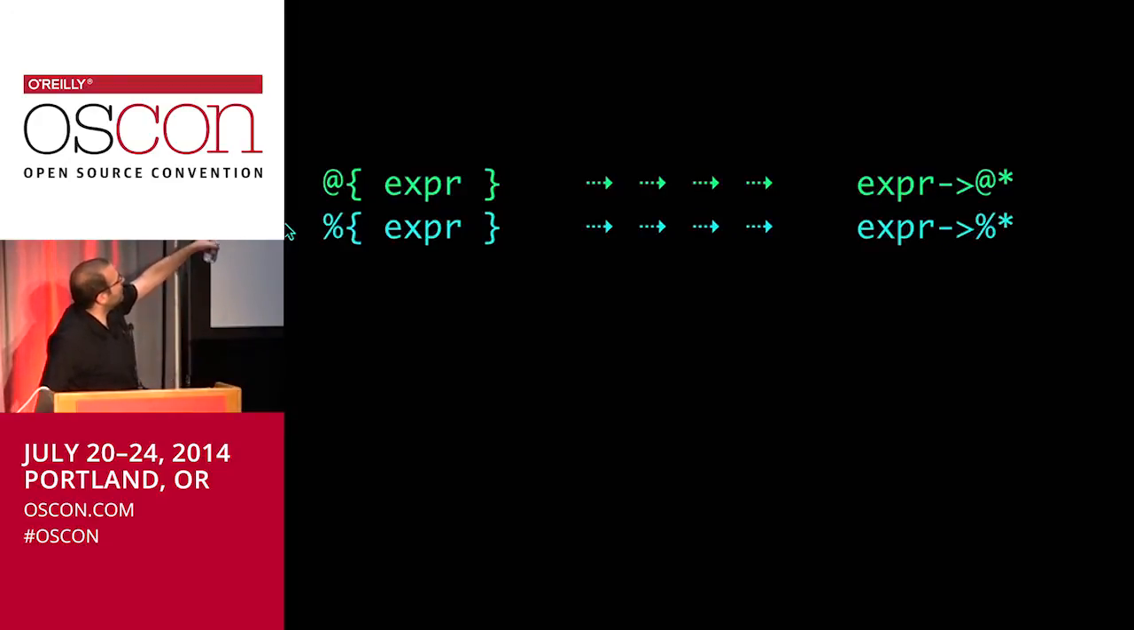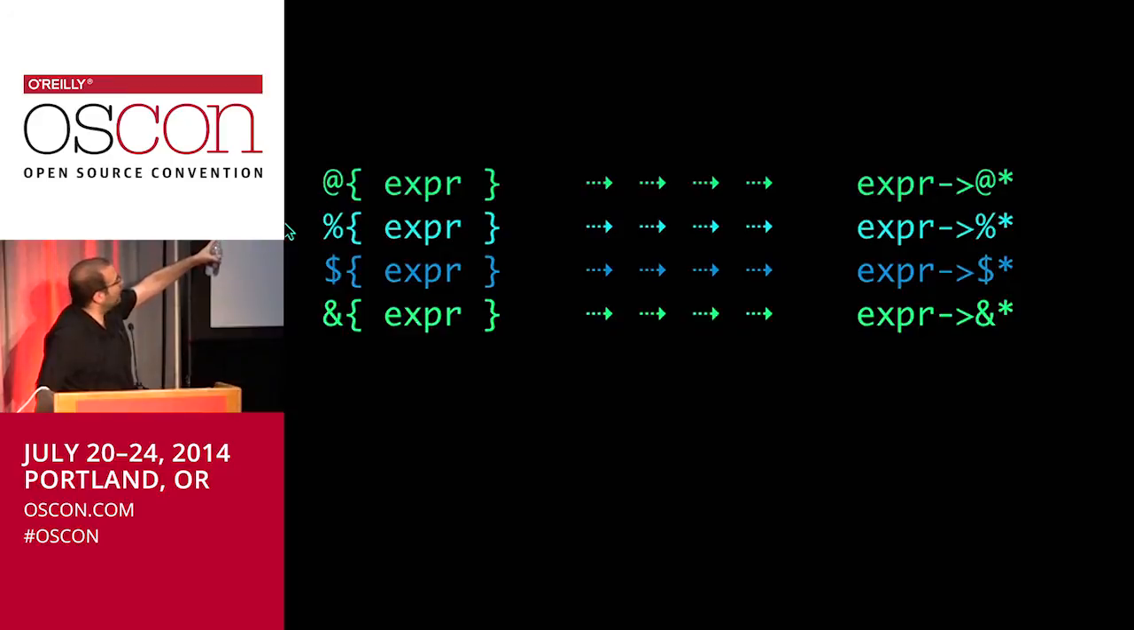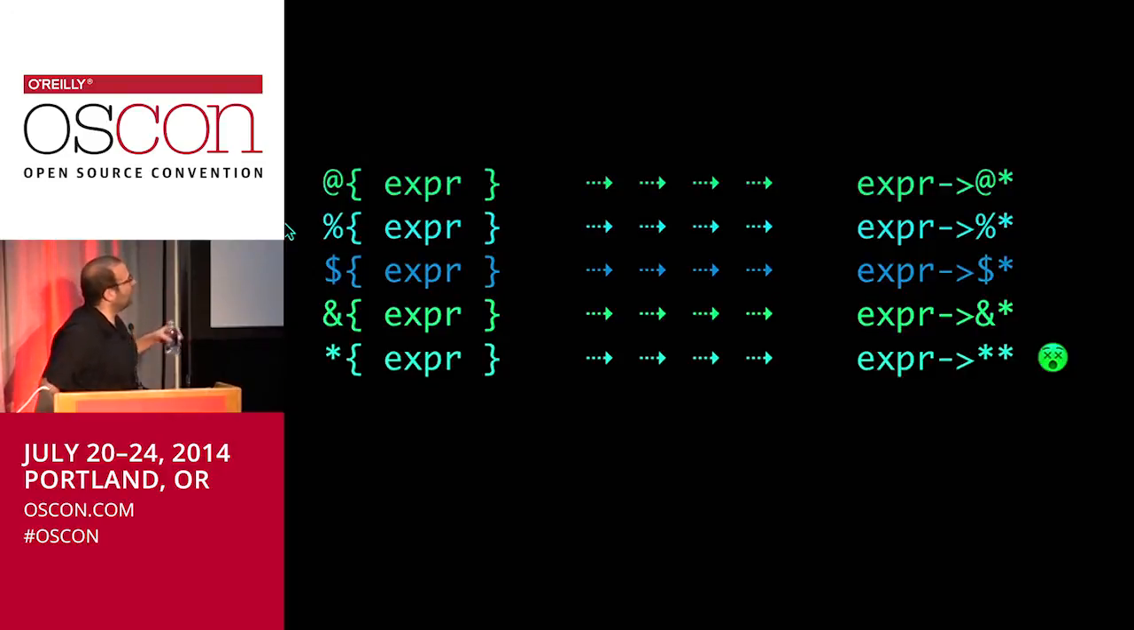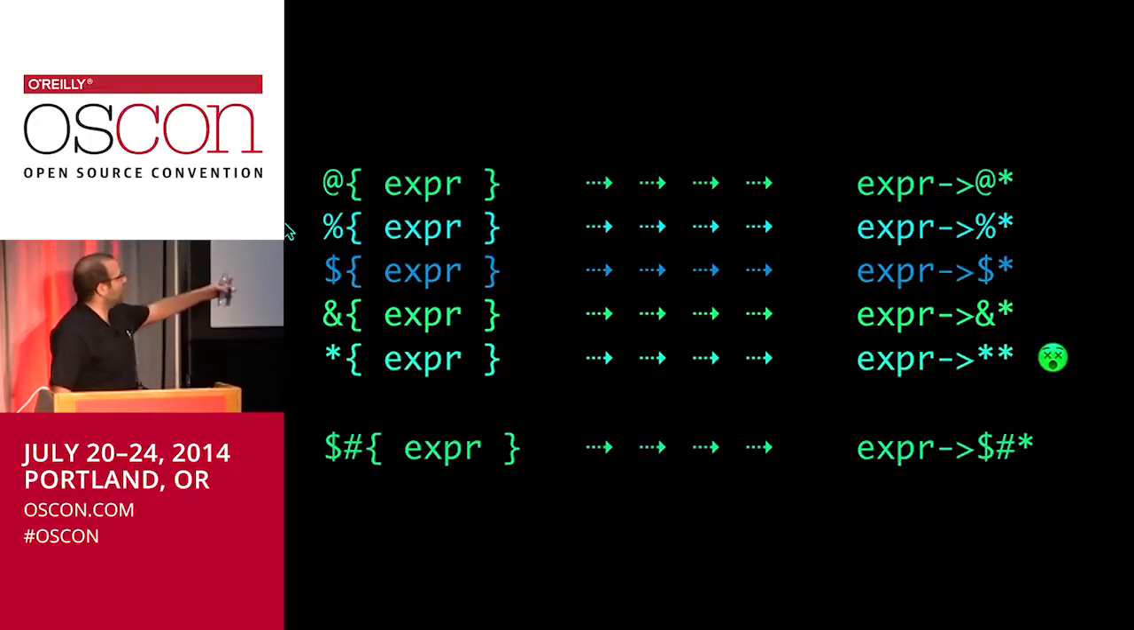It works for hashes. It works for scalar dereference. It works for subroutine dereferencing. That is not a subroutine call. It gets you the subroutine that is being referenced. You can do it with globs. Great. And you can do it for this guy, who is not often thought about. But I'll tell you what, the thing on the left, to me, is still a lot more confusing than that guy on the right.